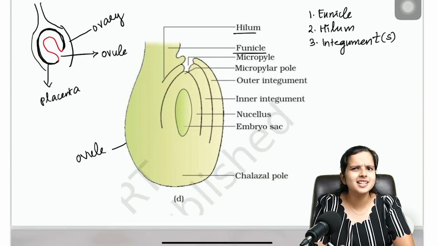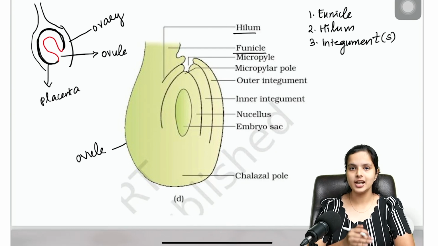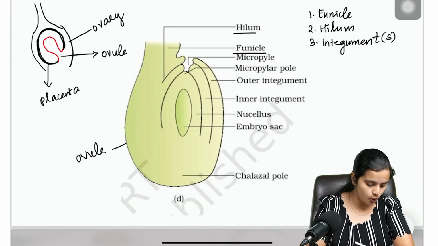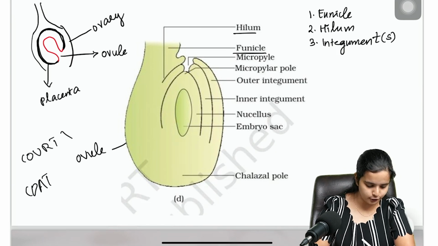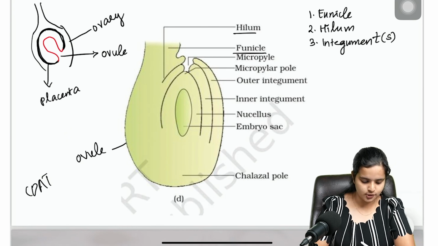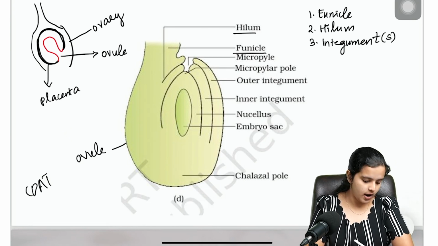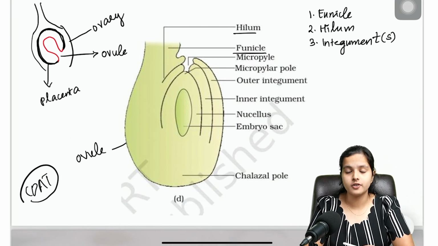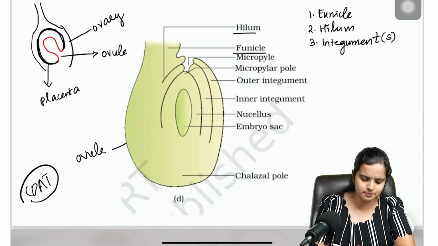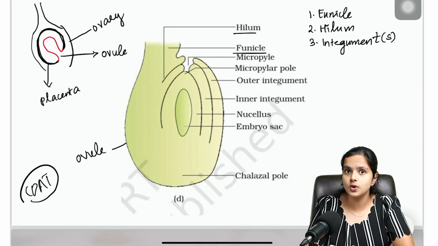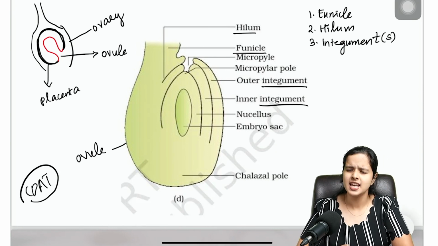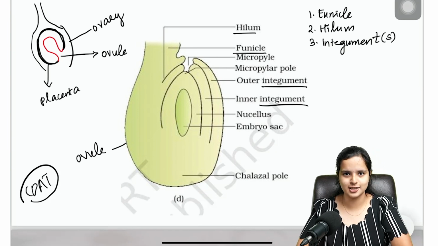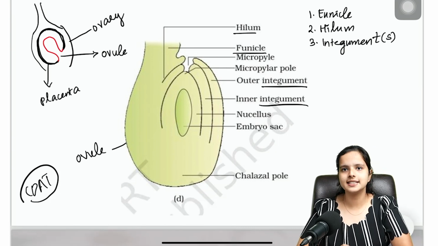What do you mean by integument? It's simply the coat of an ovule. Ovule is not bare. It has some coat for protection. C-O-A-T, not C-O-U-R-T. You're not going for trial over here. We are learning about science. The coat of ovule, or the protection or covering of ovule, is simply known as integument. In this figure, you can see two integuments, the outer integument and the inner integument. It can vary from species to species. In a typical case, you have two integuments. They are basically coverings of an ovule.